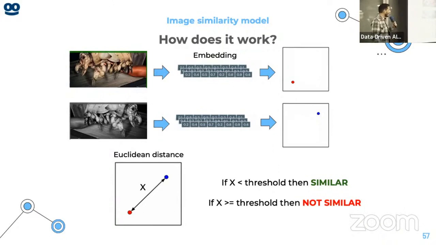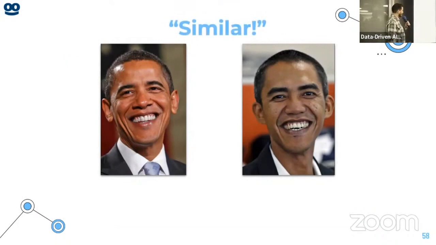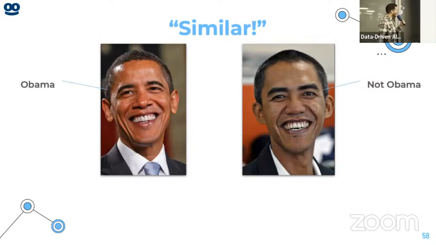First pair of images. The one on the left, Obama. On the right, it's not Obama. It's basically a random citizen of Indonesia. There's no blood relation that I know of, or is it? That's for another meetup. Anyway, it is not the same person.